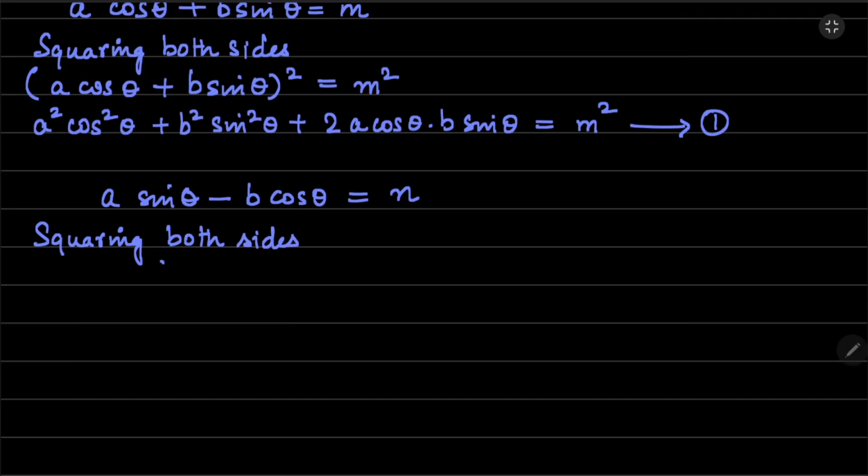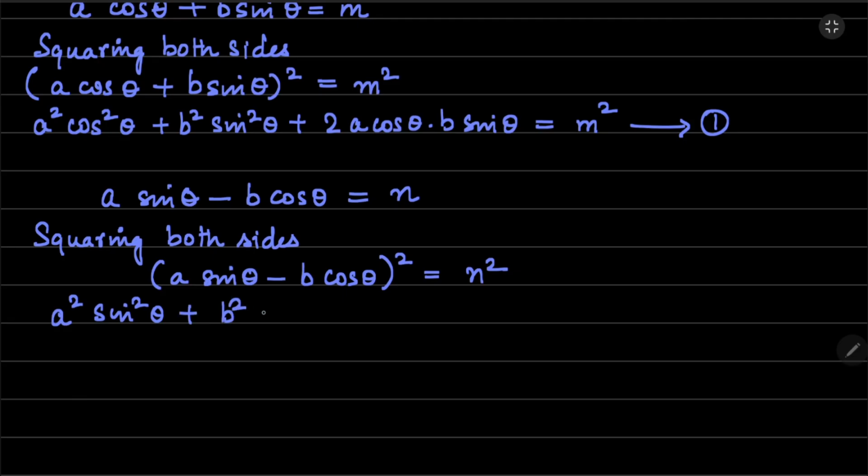Squaring both the sides, what do you get? (A sin theta minus b cos theta) the whole square is equal to n square. Expand it using (a minus b) the whole square. So it's a square sin square theta plus b square cos square theta minus 2a sin theta into b cos theta. This is equal to n square.